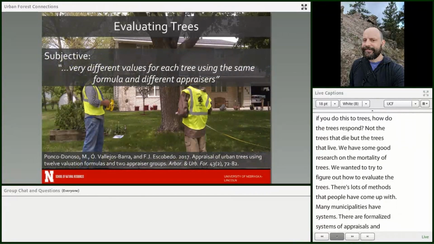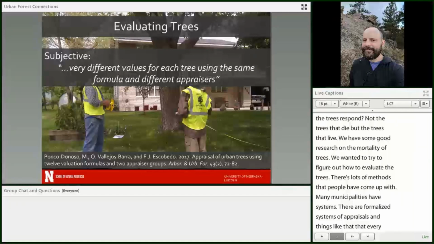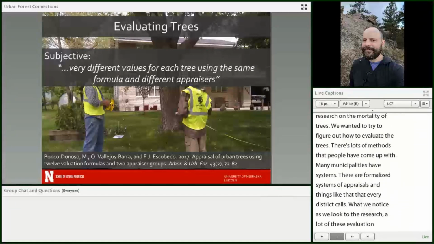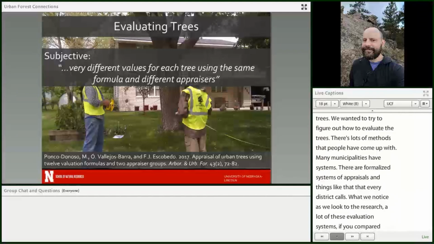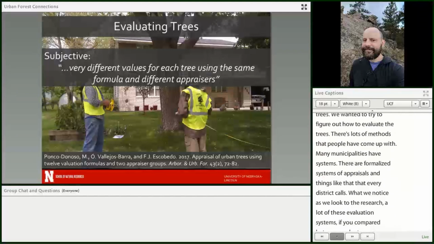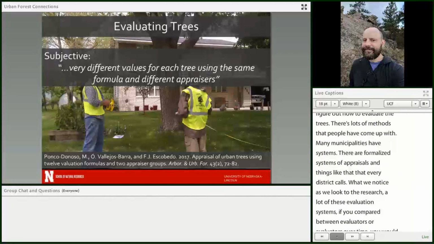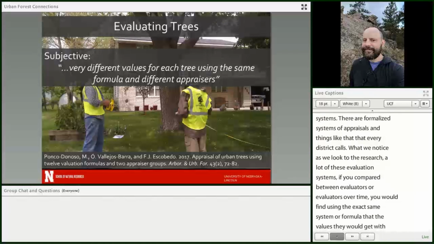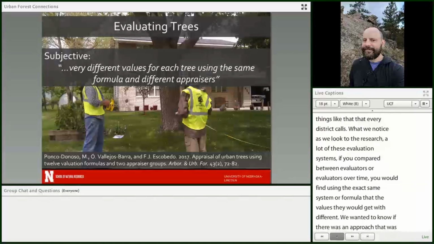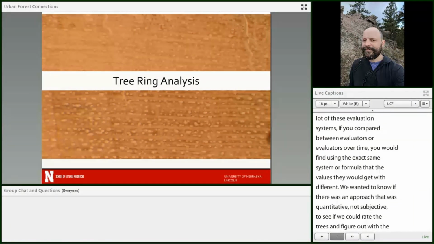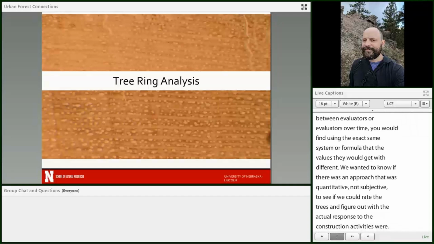But what we noticed as we looked through the research is that even a lot of these evaluation systems, if you compared between evaluators or even evaluators over time, you would find using the exact same system or formula that the values they would get were different. So we wanted to know if there was an approach that we could use that was quantitative, so not as subjective as this, to see if we could actually rate trees and figure out what their actual response to these construction activities was. So being a tree ring person and wanting to understand tree growth from a quantitative perspective, this is an example of what we did.